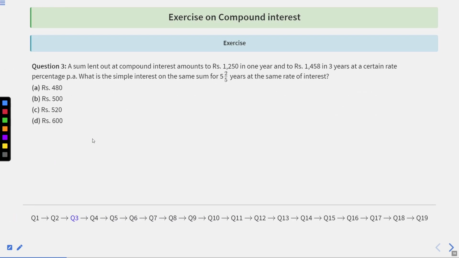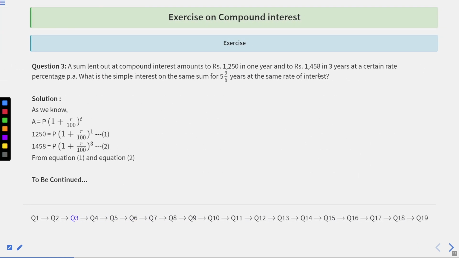Question number 3. A sum lent out at compound interest amounts to rupees 1,250 in 1 year and to rupees 1,458 in 3 years at a certain rate percentage per annum. What is the simple interest on the same sum for 5 upon 27 years at the same rate of interest? So let us have a look over the solution.